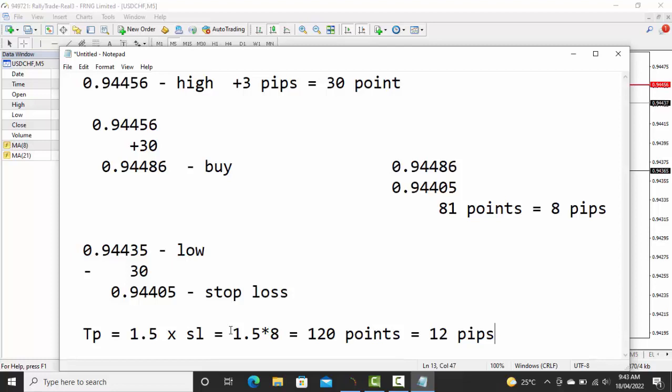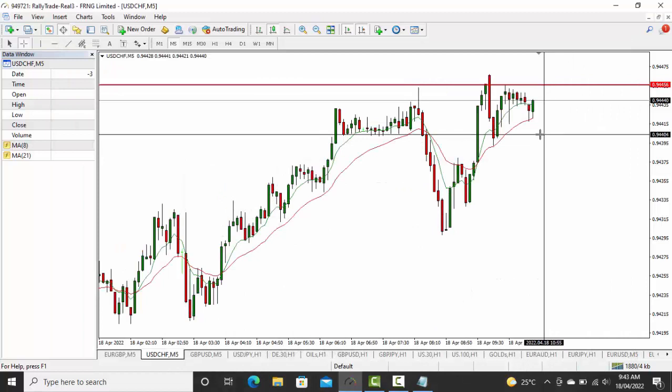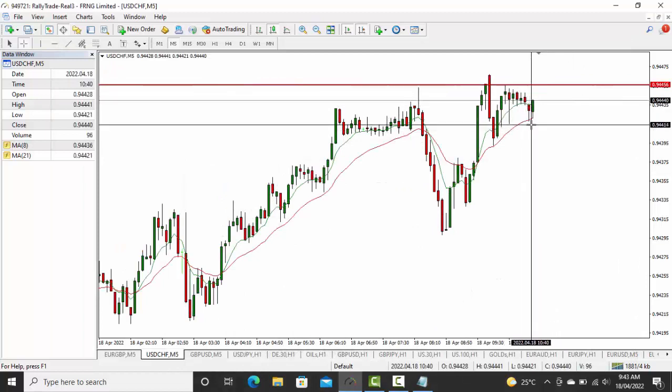So after obtaining all of these values, I know my TP, I know my stop loss, I know my entries. I can then go ahead to initiate the trade on the instrument. So let's take a look at the chart. Yeah, so price is not able to trade below the exponential moving average. So our trade setup is still very much valid.